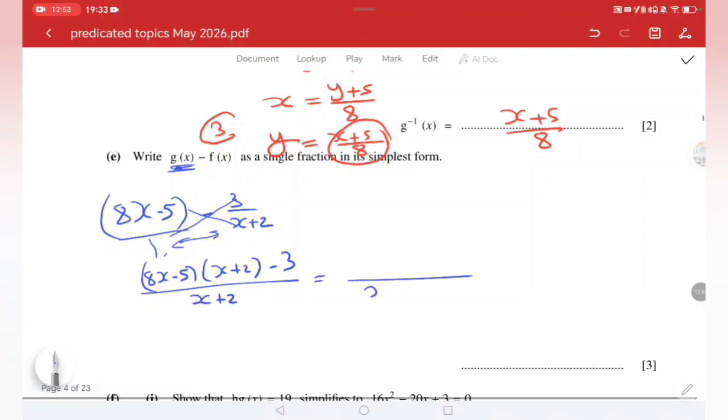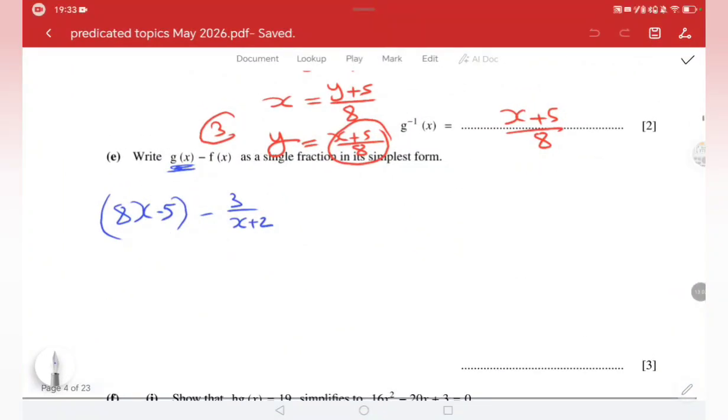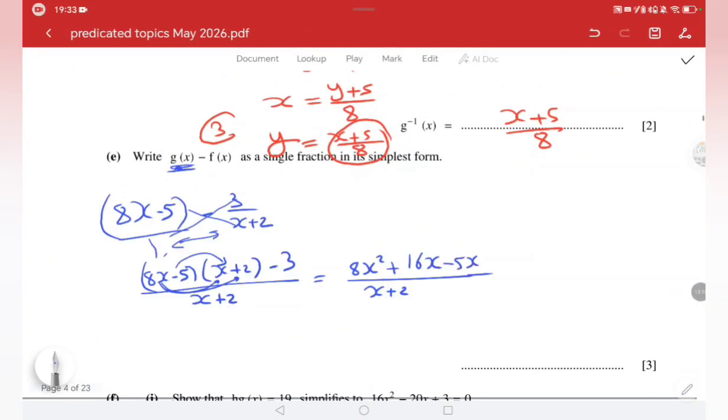Now let's expand. 8x times x is 8x squared. 8x times plus 2 is plus 16x. Minus 5 times x is minus 5x. Minus 5 times 2 is minus 10. Okay, so x plus 2 as it is. Collect the like terms. 8x squared, here 16 minus 5 is 11x, minus 10. This should be the last answer.